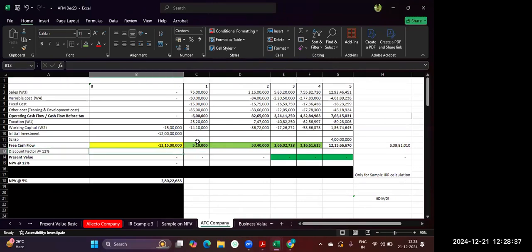Discount factor, guys, assume to be 12%. When we do the cost of capital chapter, which is the next chapter once we finish all of this, you'll know why I'm taking 12%. But for now, take 12%. Year one discount factor will be how much? Sorry, year zero. One. Now, let's go to our annuity tables.